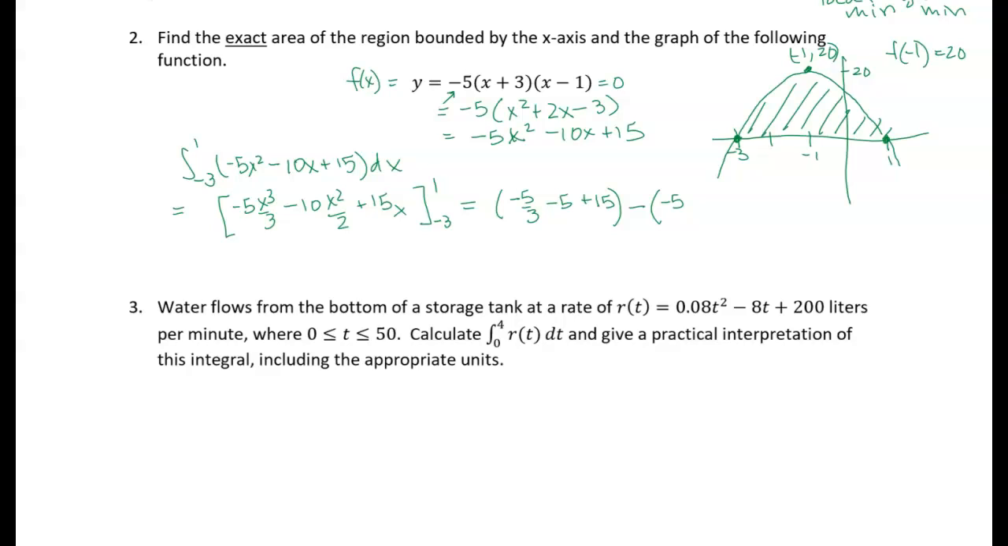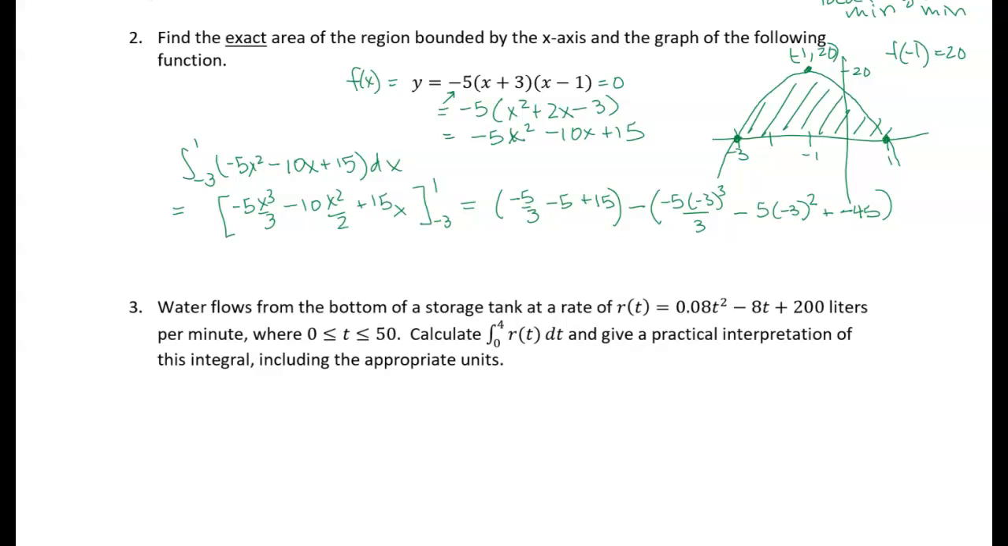Okay, so we have minus 5 times minus 3 cubed over 3. Okay, and then we have minus 5 times minus 3 squared. And then we have plus 15 times minus 3, which I'll just write as plus a negative 45.